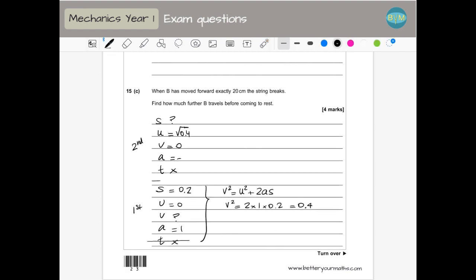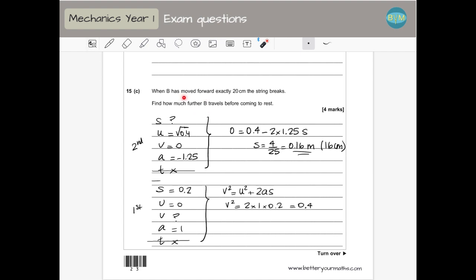So I'm going to write minus 1.25 here. And again, I'm going to use the same SUVAT equation because I don't need the time and I don't have it. So V squared is 0, U squared is 0.4, minus 2 times acceleration times S. From here I find S, and S is 4 over 25 or 0.16 meters. They gave us centimeters, so if you want, you can write 16 centimeters, but otherwise this is perfect. So this is how much farther it travels.